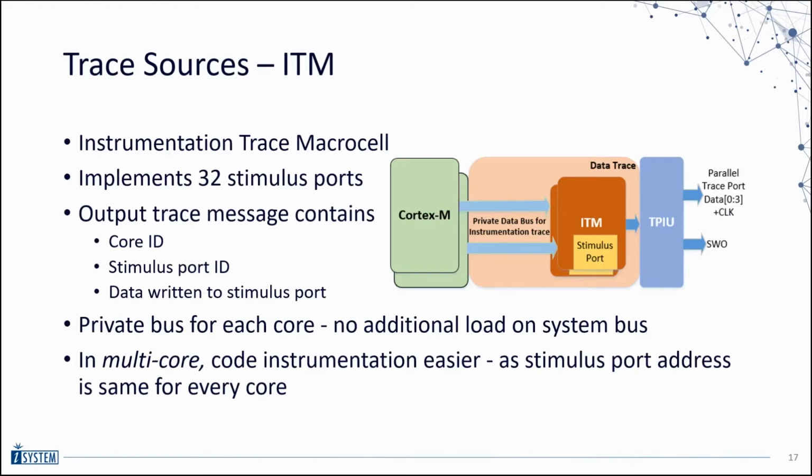In case of a multi-core application, each core has its own dedicated private ITM and stimulus port. Hence, it can be accessed via its own private bus, and it does not put any additional load on the system bus. The big advantage here is each core sees the ITM at the same address because this address is private to each core and it is not part of the system memory map. Therefore, the instrumentation code does not need to care about which core executes the code.